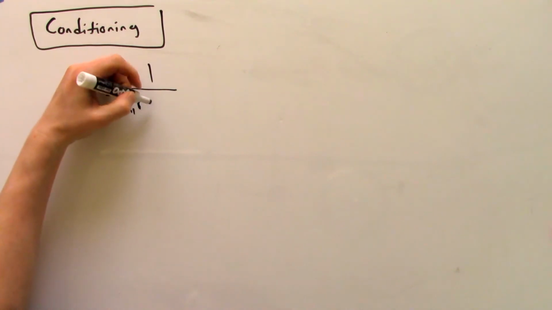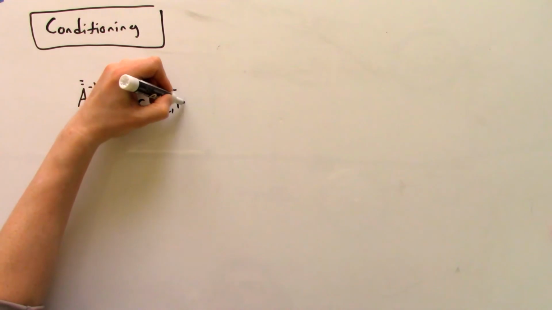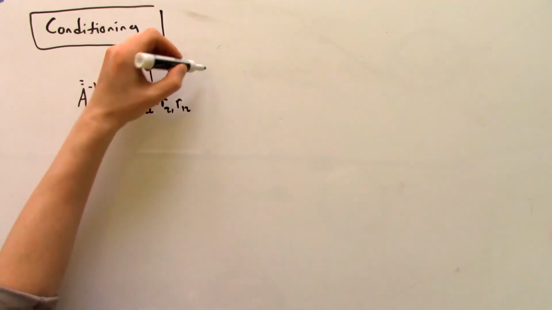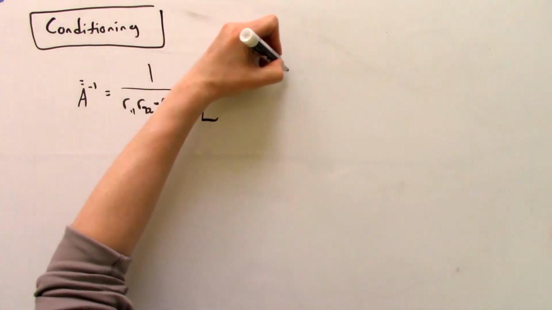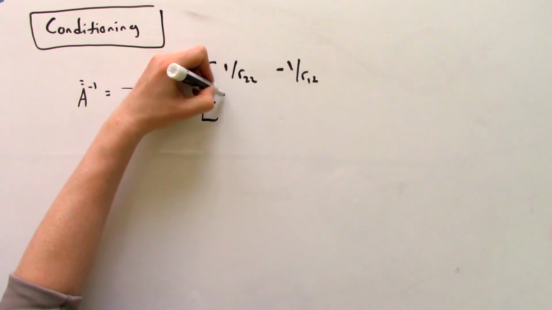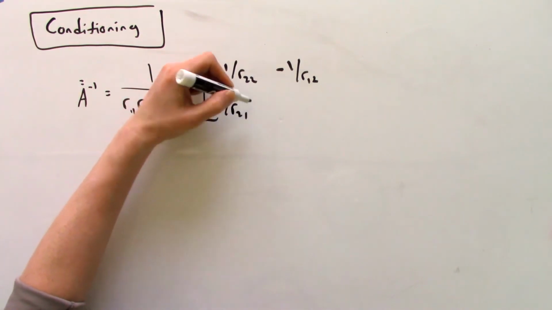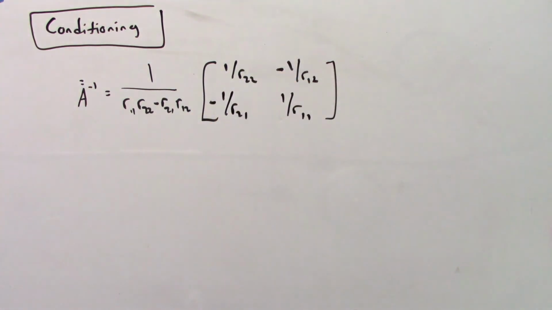R11, R22 minus R21, R12 times 1 over R22 minus 1 over R12. And you get a minus 1 over R21, and then 1 over R11, like so.